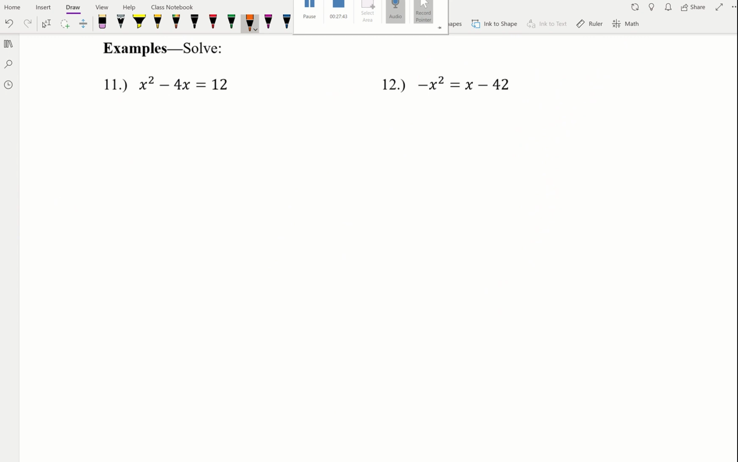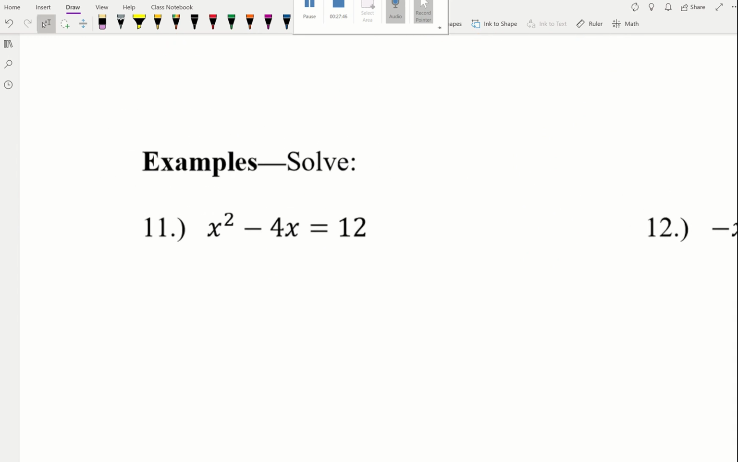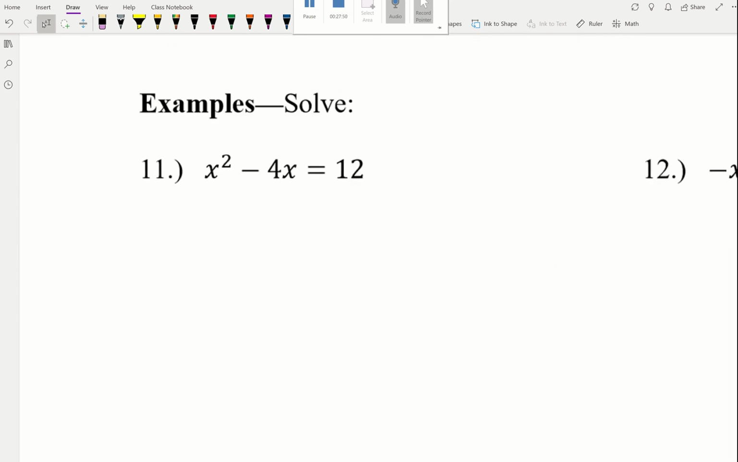All right, last two examples. The biggest thing that's different about 11 is now you have an equation that says x squared minus 4x equals 12. Just like before, I can only solve this if it's equal to 0. So I'm going to move the 12 over to the left side by subtracting. So x squared minus 4x minus 12 equals 0. Now we can go ahead and factor the left side of the equation.